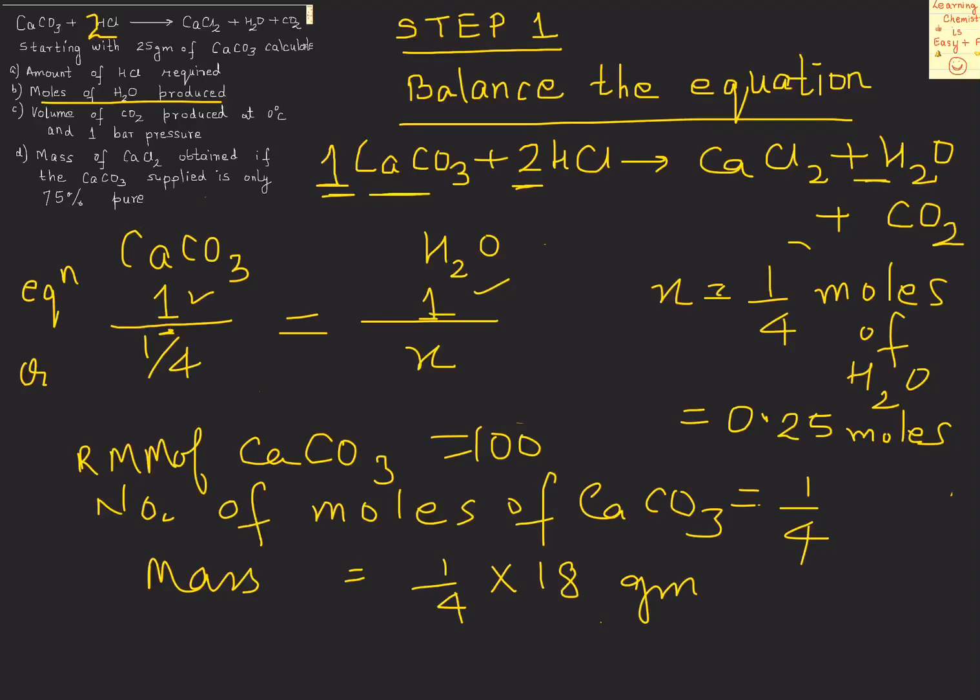Now, if you did this question on your own without following what was done over here and you got it right, there goes the second smiley of the lesson. Very good. Let's go on to the third part of this question, and it says you've got to find out the volume of CO2 produced at 0 degrees Celsius and 1 bar pressure.